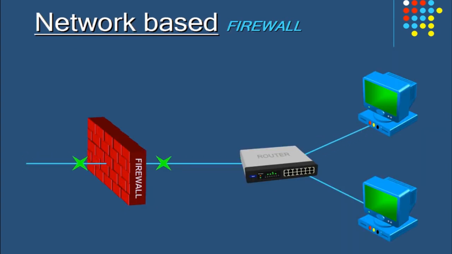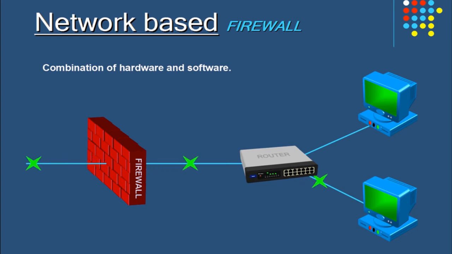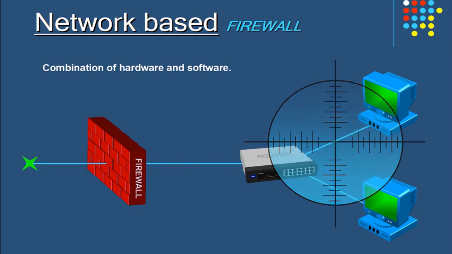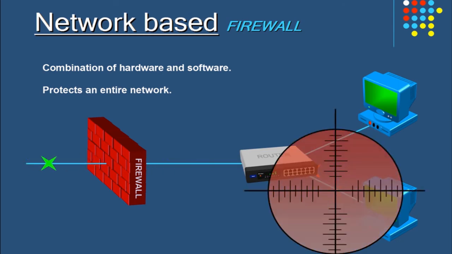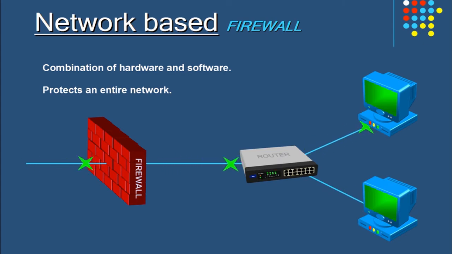Another type of firewall is called a network-based firewall. And this is the kind that is shown here. A network-based firewall is a combination of hardware and software, and it operates at the network layer. It is placed between a private network and the internet. And unlike a host-based firewall, where it only protects its own computer, a network-based firewall protects an entire network. And it does this through management rules that is applied to the entire network so that any harmful activity can be stopped before it reaches the computers.